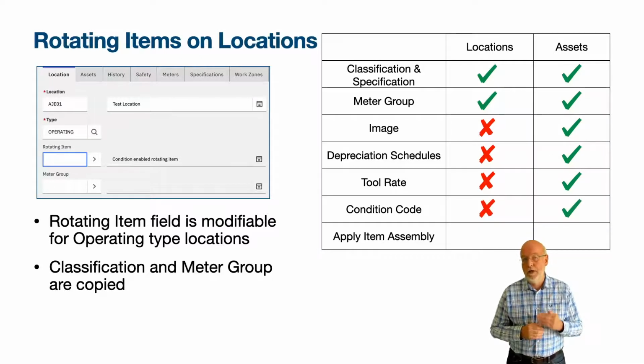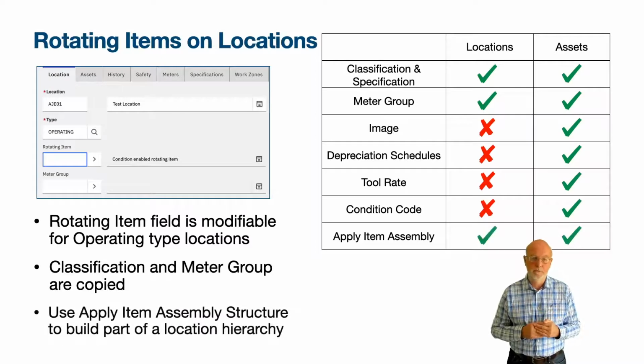If a location has a rotating item reference, then the action Apply Item Assembly Structure can be used to create a hierarchy below the location. All the items in the associated item assembly structure must be marked as rotating, as there are no spare parts with locations. I've used this in the past to show how you can quickly create a location hierarchy based on using items and item assemblies as a model library.